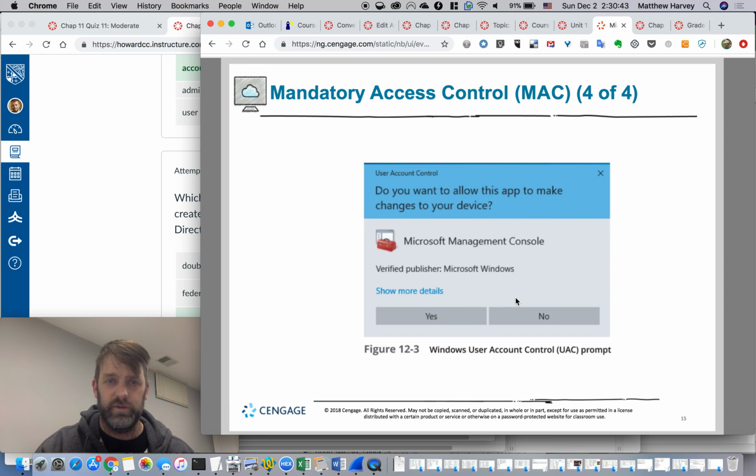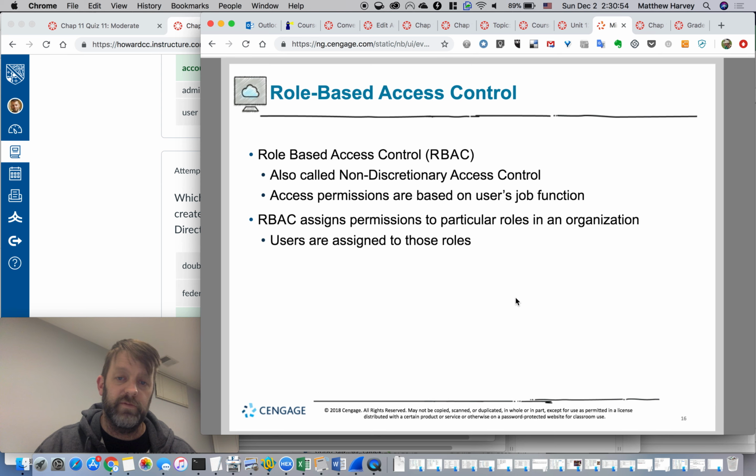So that hacker will say, oh, hey, I want to access all these files, or I want to add something to the system, and then this will pop up on the desktop. Well, they aren't able to click on it. So that's what that's for.